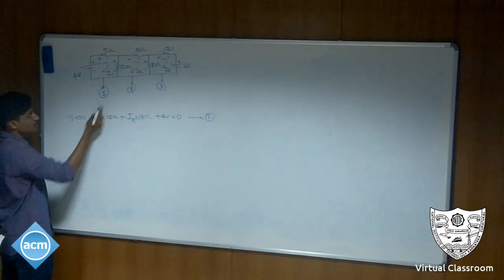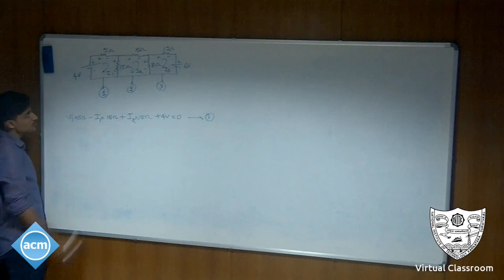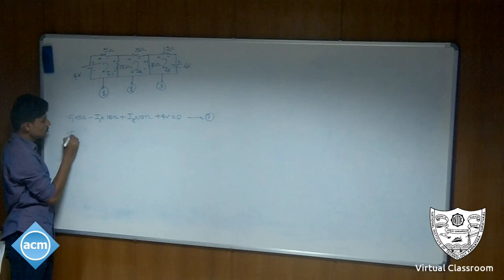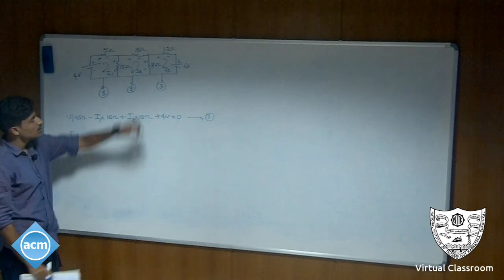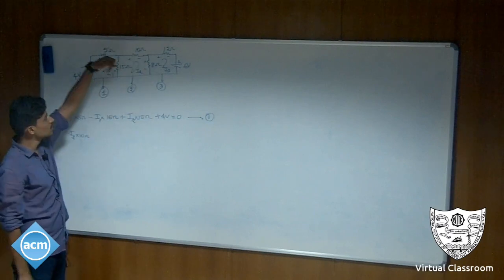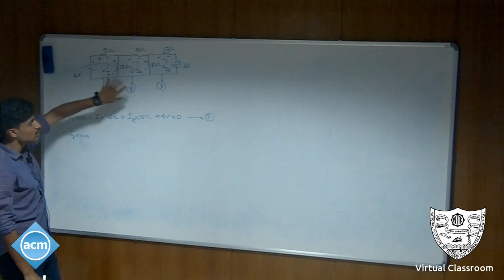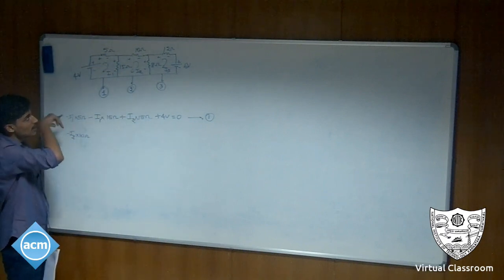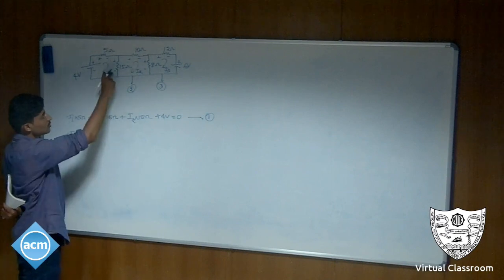And in the next part, let's move on to the second mesh. Minus I2 into 10 ohms. And again here, as well as here, there are two currents flowing. One is I2 like this, I3 like this. There are also I2 like this and I1 like this. With respect to this current convention only, you apply whatever it is, because we assume it as such. Assume with respect to I2 here and I1 here.